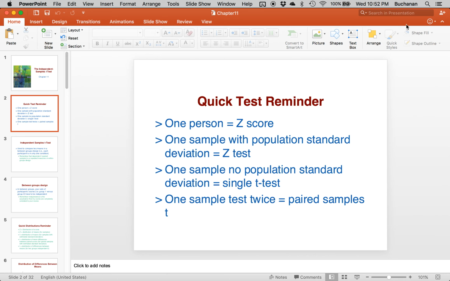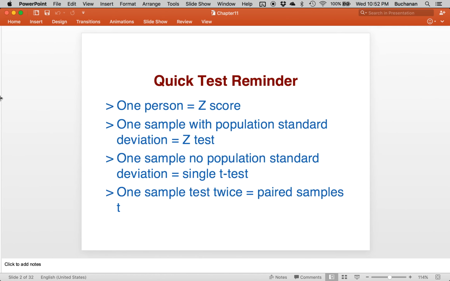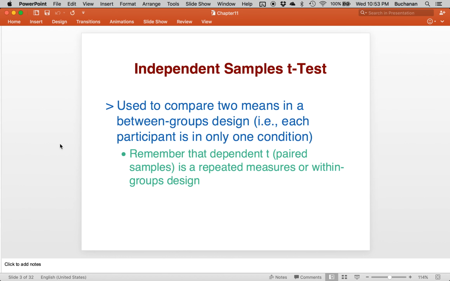We've covered what you do in situations where you have one person, which would be a z-score. You would do a z-test if you had a sample of people, but also understood the population parameters. If you don't have these population parameters, aka you don't have sigma, the population standard deviation, you do a single sample t-test. If you had a sample tested twice, you do a paired samples or dependent t-test. And then this chapter covers what you do when you have two samples.